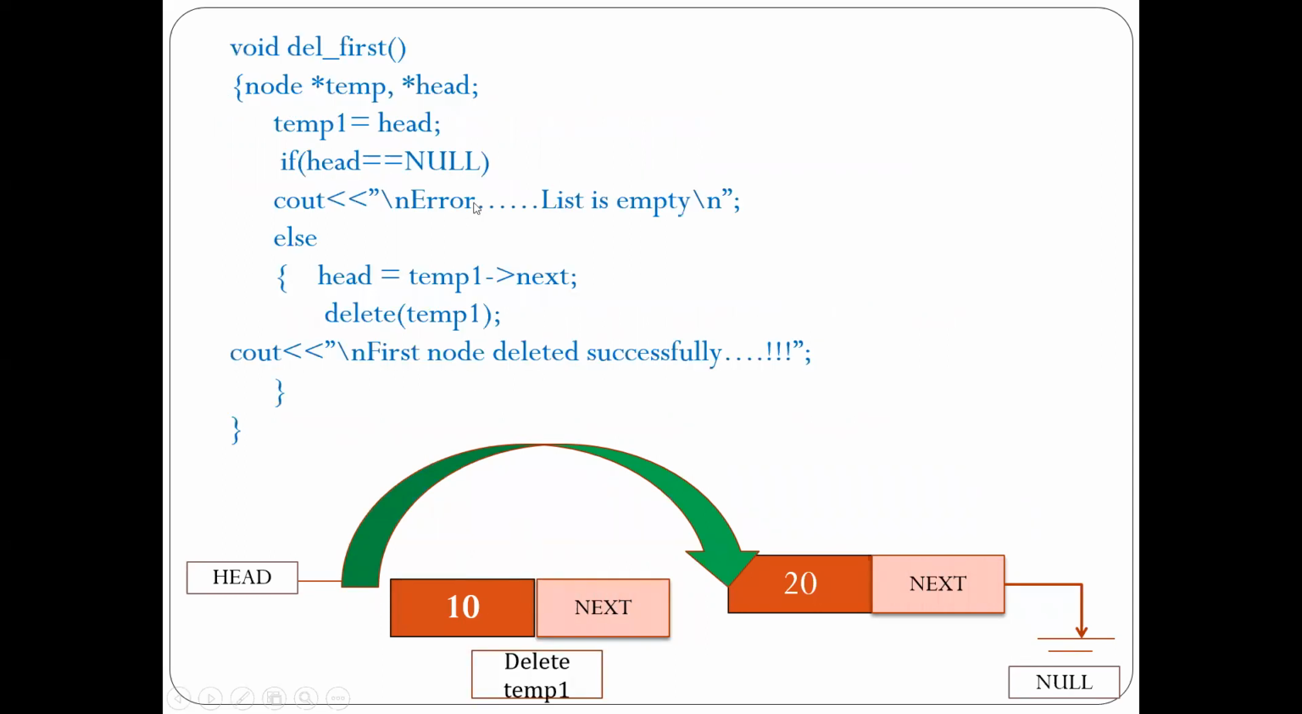So this is the code. Take one temporary pointer, initialize it to the head node, and head is equal to temp1 next. That means I'm shifting the head pointer from the original position to the next position and deleting temp1. So this is the temp1 we are going to delete here. This is the only thing here.